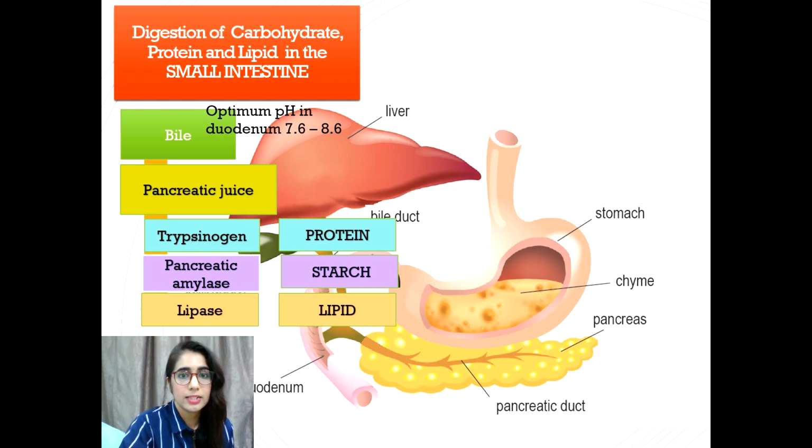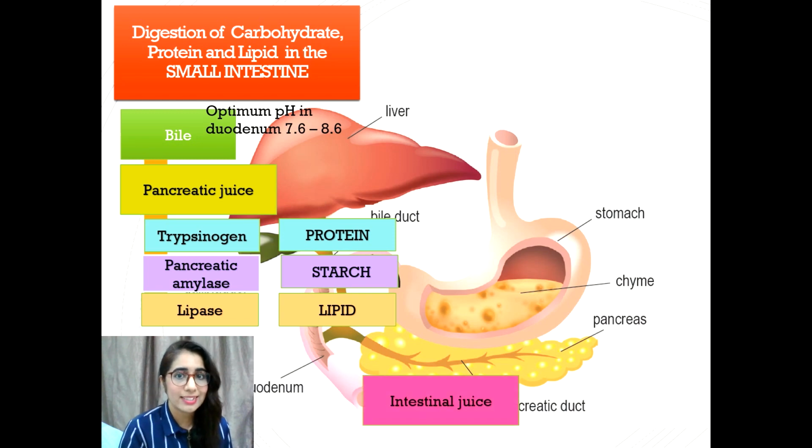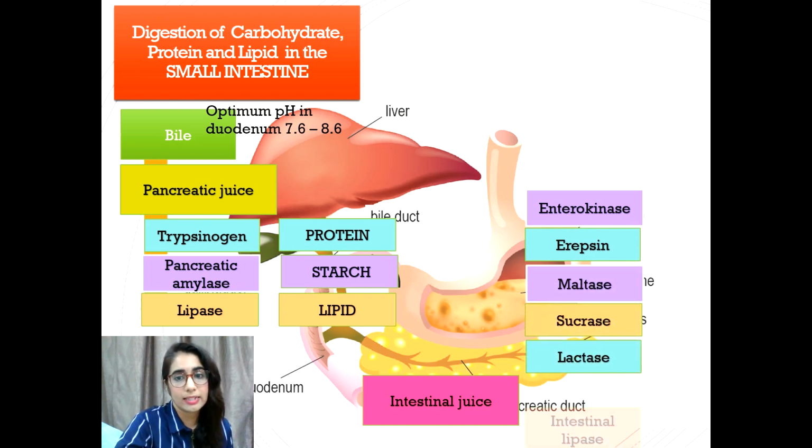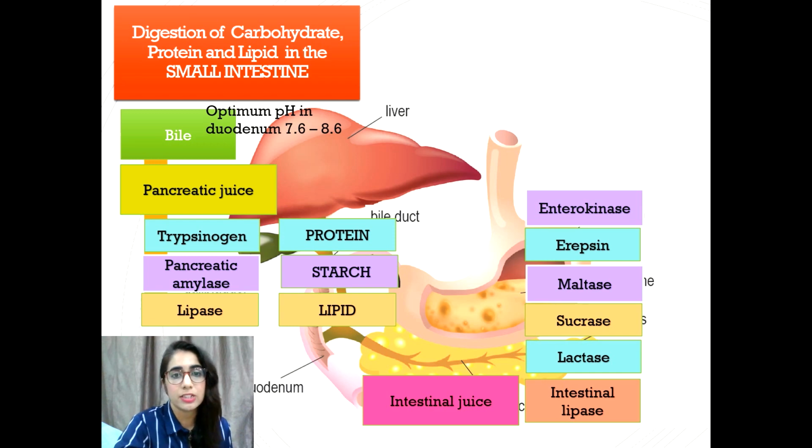Okay, now let's look into intestinal juice. Intestinal juice is secreted by the intestinal glands, which contain enzymes such as enterokinase, erepsin, maltase, sucrase, lactase and also intestinal lipase. These enzymes function to complete the digestion process initiated by the enzymes in the pancreatic juice.